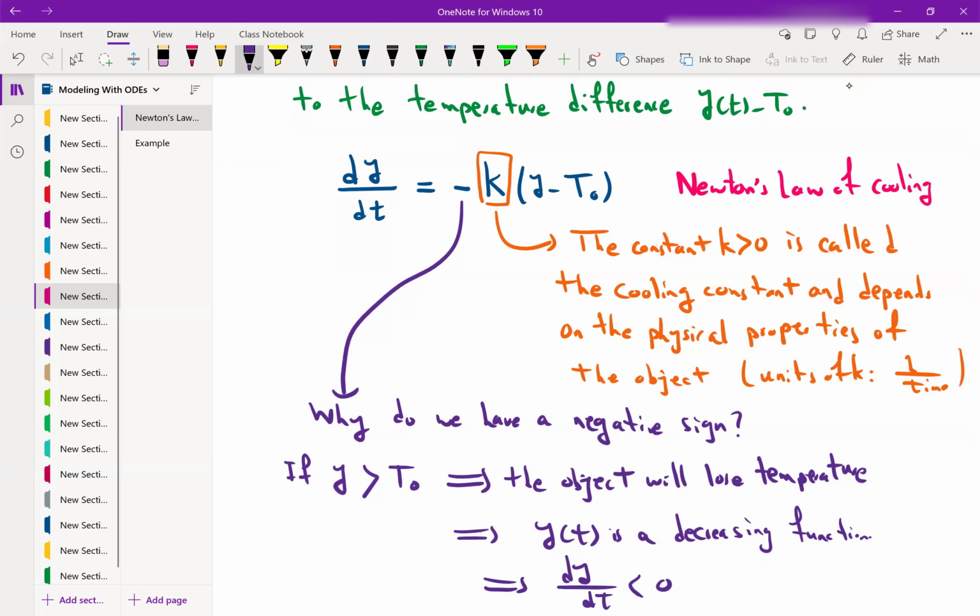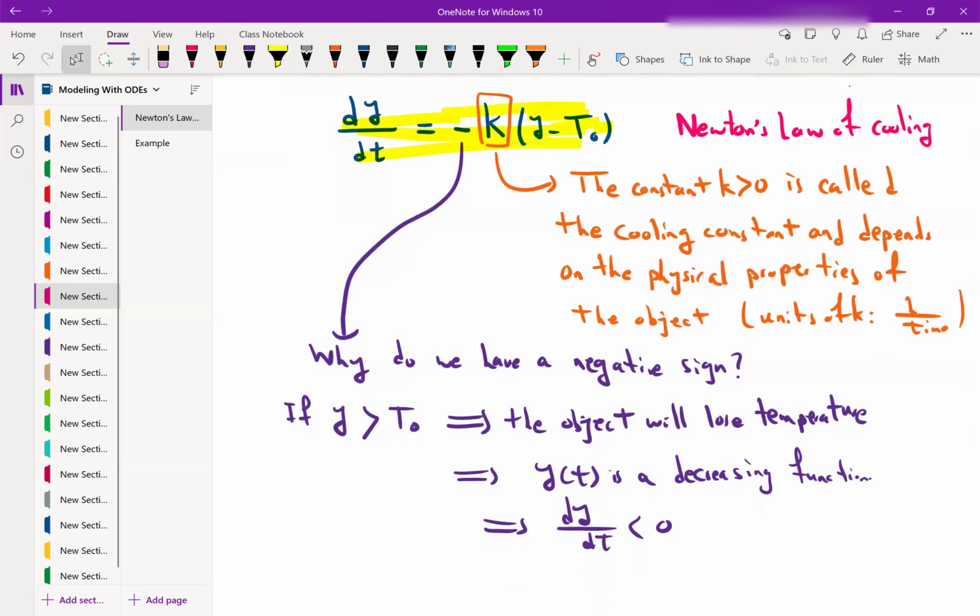Look at our equation, Newton's law of cooling. When y is greater than T naught, I want dy/dt to be negative, and that is what the negative sign is doing for it. Also, we can use this law for the case where y is less than T naught, when the temperature of the room is greater than the temperature of your object.